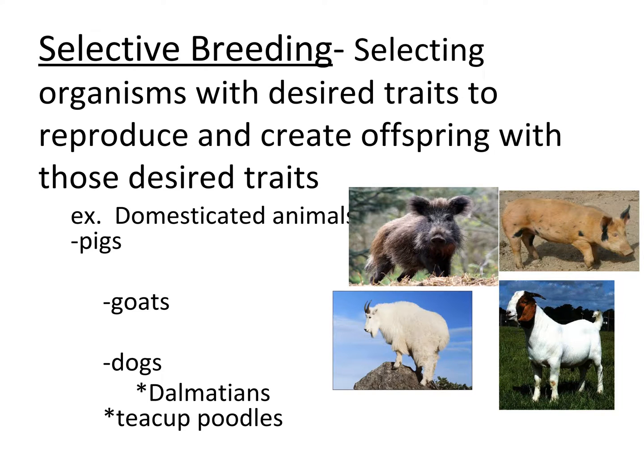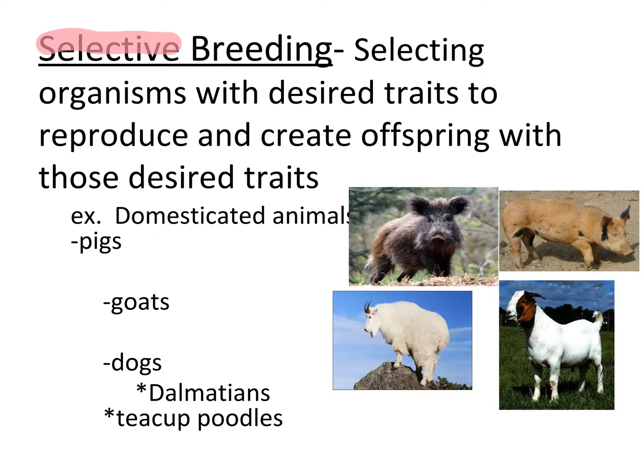We'll start with selective breeding. So selective breeding, selective meaning something that you choose, you select, something that's desirable. Selective breeding is when organisms with desired traits are selected to reproduce and create offspring with those desired traits.